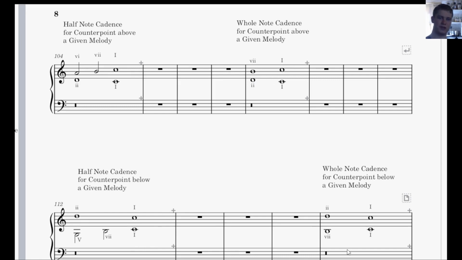So now if we do a whole note cadence for the counterpoint below the given melody, we're just going to create that 10th interval from the beginning, using the 2nd and the 7th degrees of the scale.